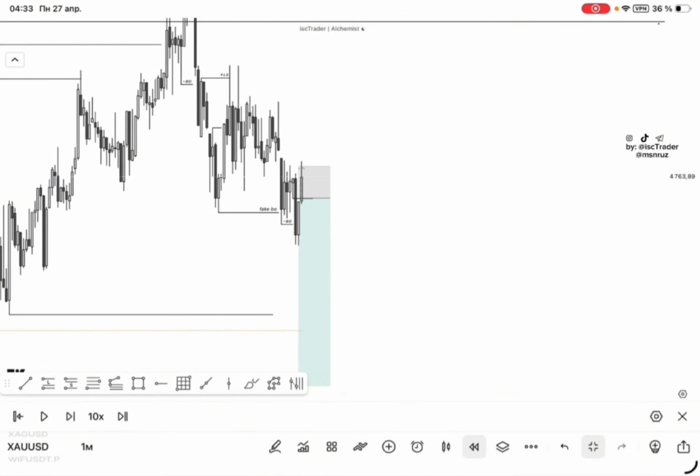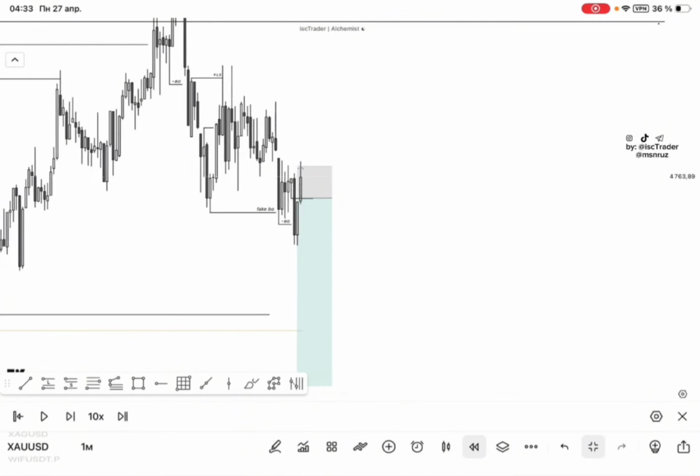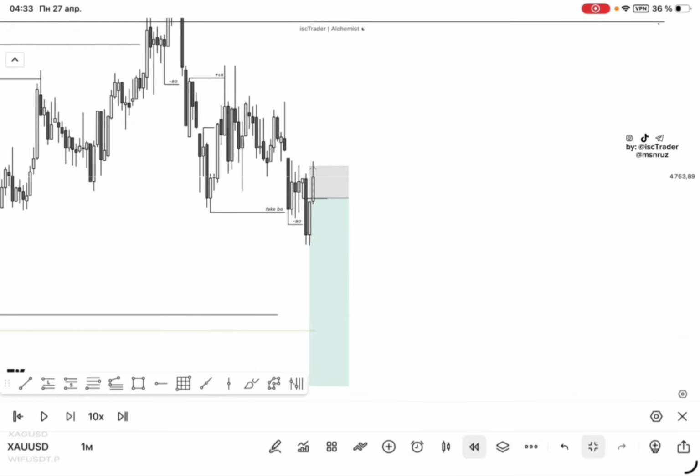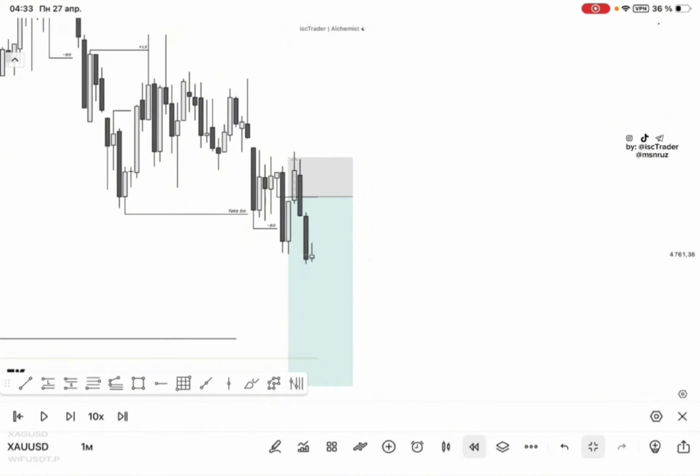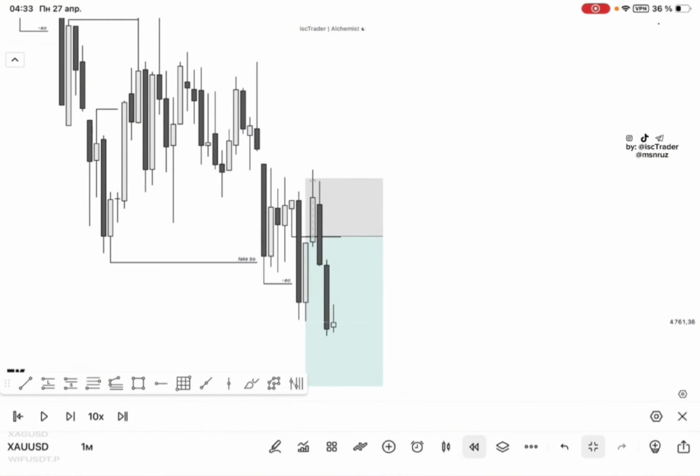All right. Stop loss. Good. We will take the stop loss as well, of course.